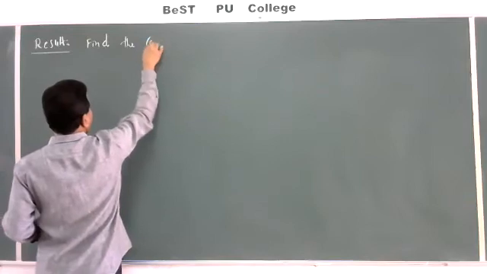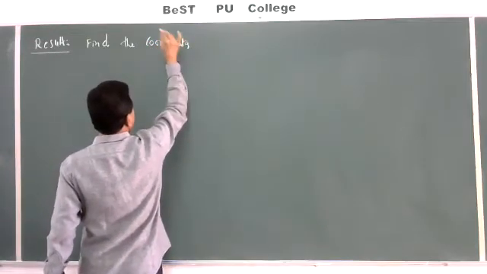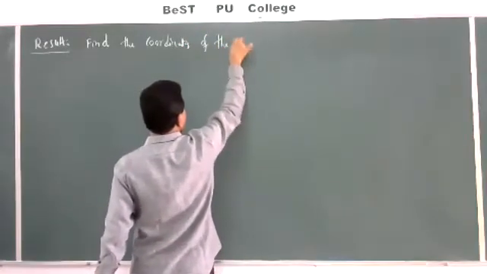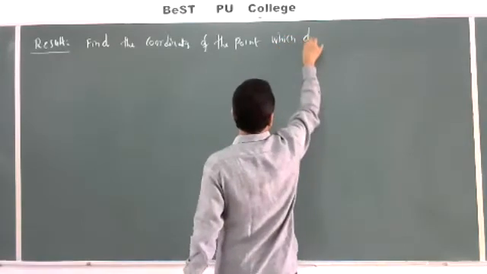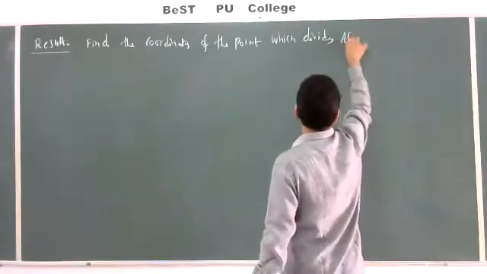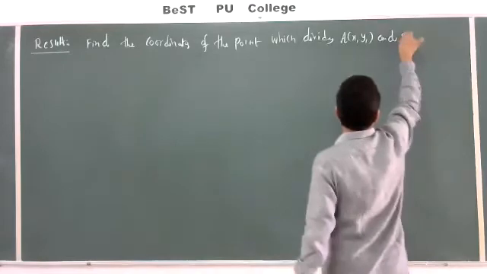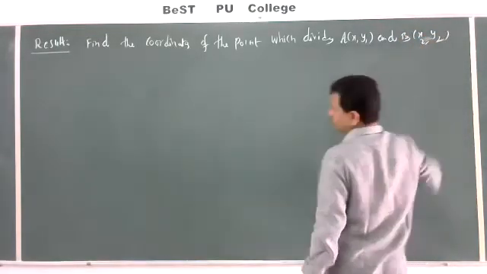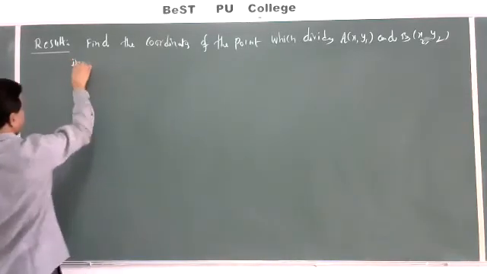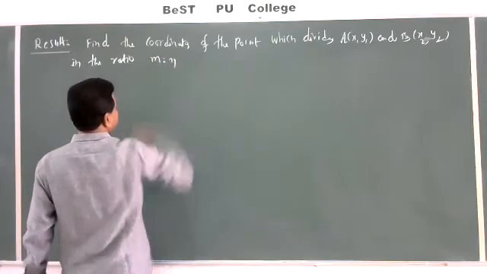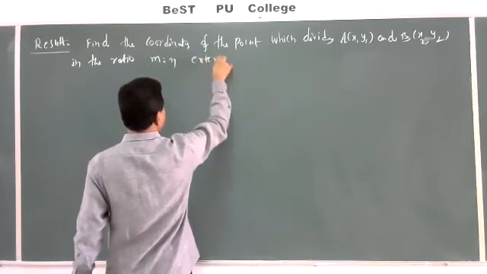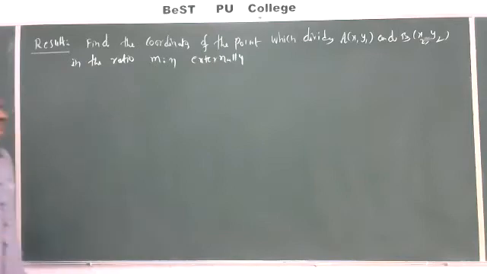Find the coordinates of the point which divides A(x1, y1) and B(x2, y2) in the ratio m:n externally. The point may lie inside, that is internally, which is completed. This is externally. Listen to me.